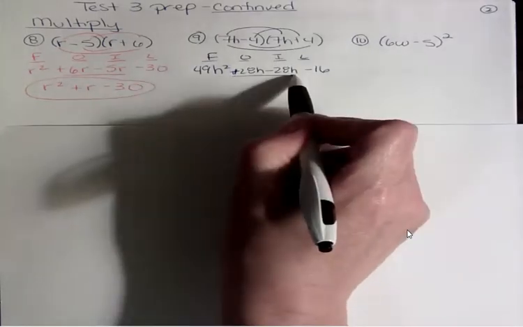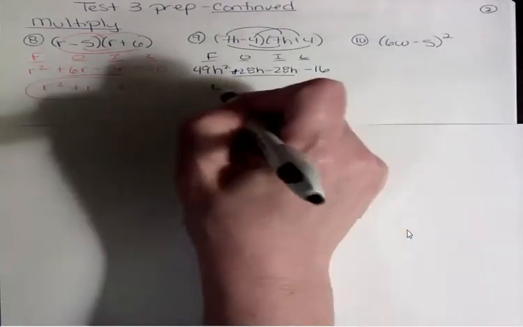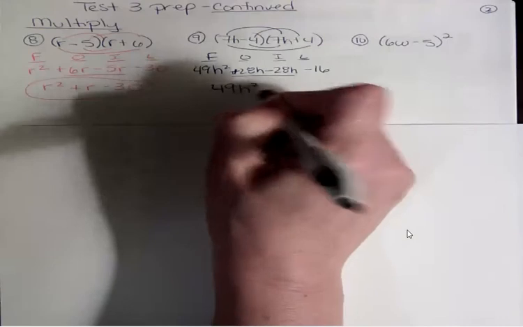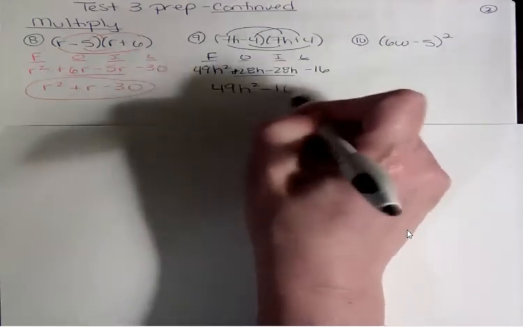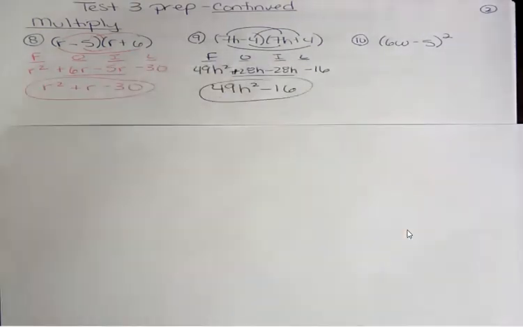And what happens to our inside and outside terms? They are opposites, or additive inverses. They go away to 0. So 49h squared minus 16, final answer.